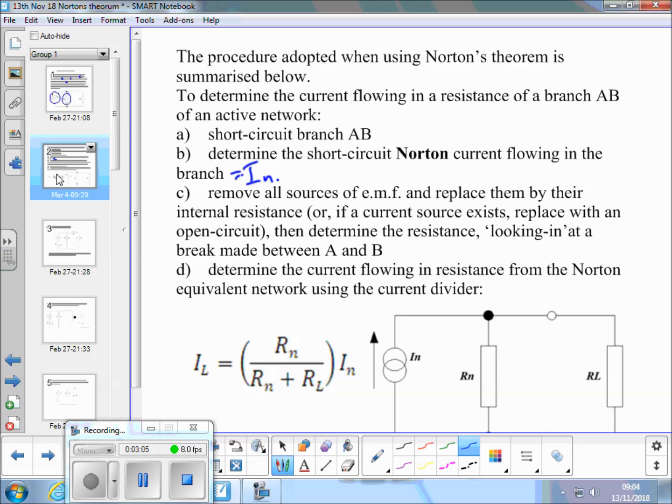And then you remove all sources of EMF and replace them with their internal resistance. If a current source exists, replace it with an open circuit. Determine the resistance looking in at the break between A and B. Determine the current flowing in a resistance from the Norton equivalent circuit. We use the current divider, or alternatively, if you're more comfortable with that, calculate the terminal voltage and use that to find the current. Okay?